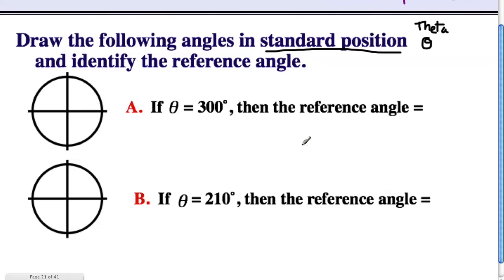Now where is 300? Well, 300 is down there, past 270, somewhere over here. Now the reference angle is that angle there. And remember what I said earlier, in quadrant 4, it's 360 take away 300. And so the reference angle is 60.